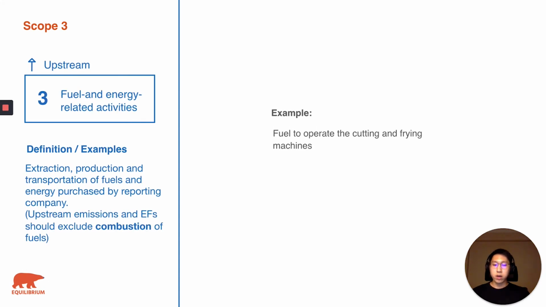Category 3 accounts for fuel and energy-related activities and is defined as the extraction, production, and transportation of fuels and energy purchased by the reporting company. An example of this would be the fuel required to operate the cutting or frying machines. A point to note when calculating Category 3 emissions is that the emission factors used should exclude the actual combustion of the fuel, which belongs under Scope 1, and should only include the emissions produced when harvesting said fuels.